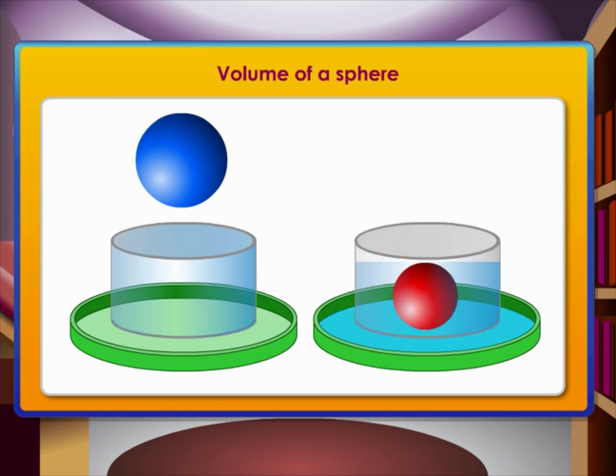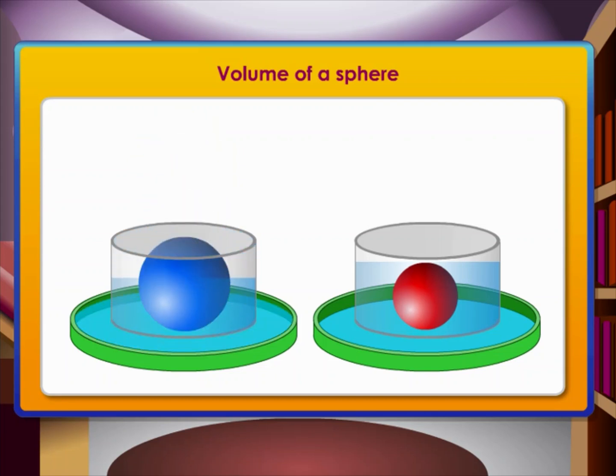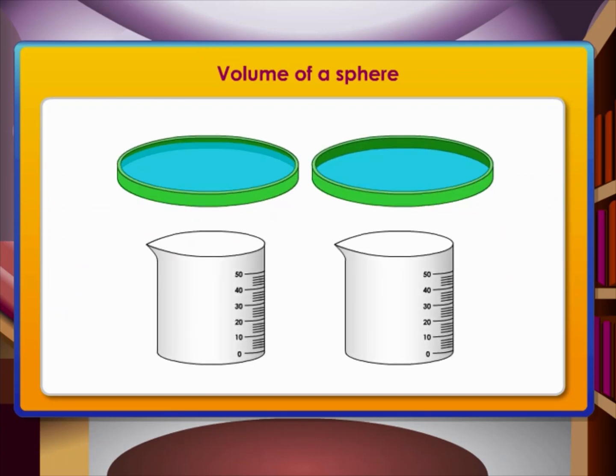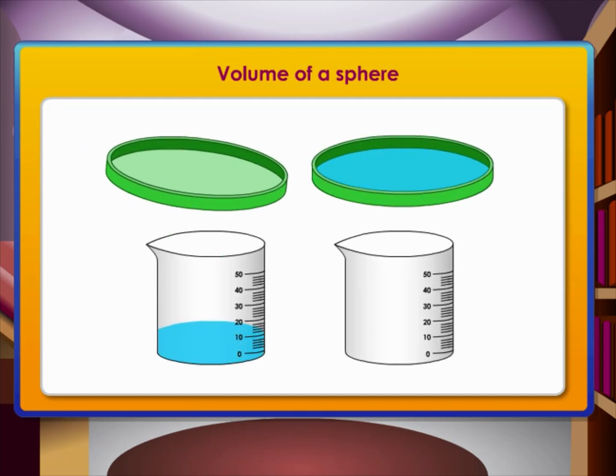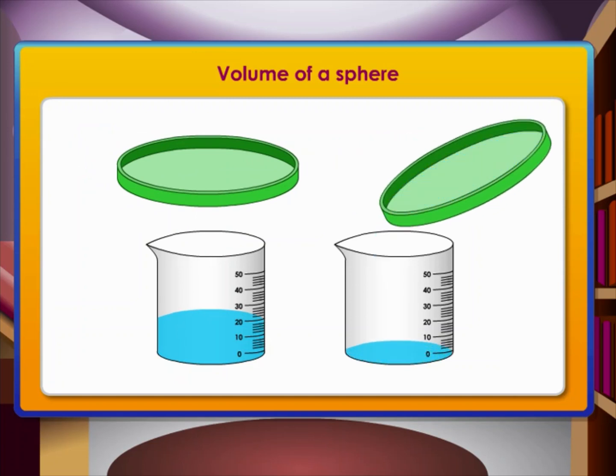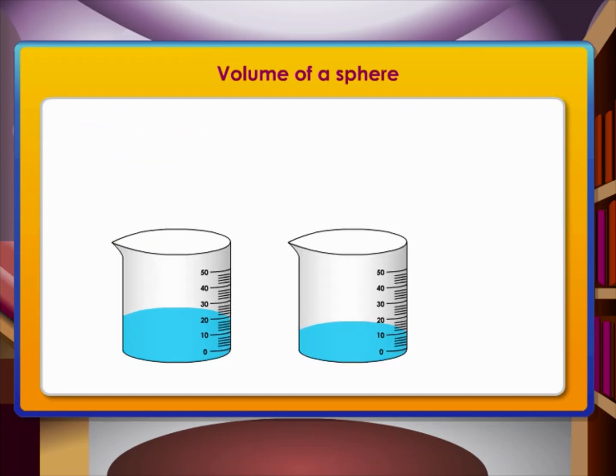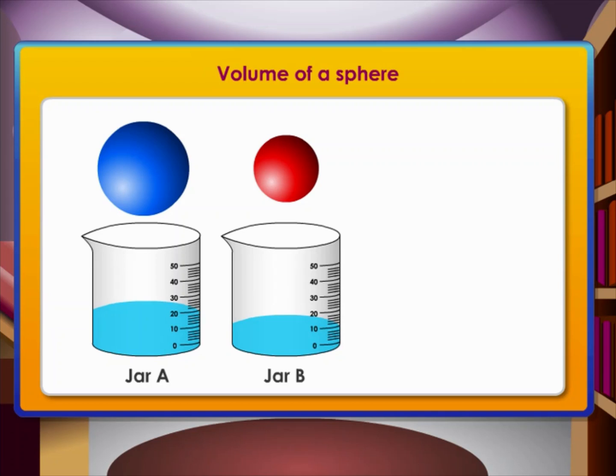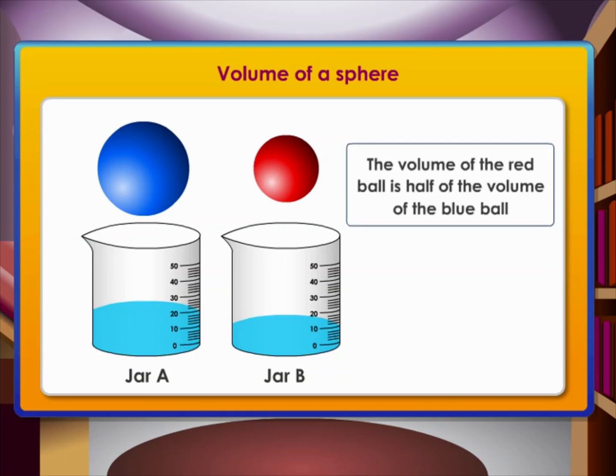Immerse the red ball completely in the container. As you can see, the water overflows. Let's collect the water and keep it aside. Then immerse the blue ball completely in the other container. Collect the water. Compare the quantity of water displaced in 2 measuring jars. We find that the quantity of water in jar B is exactly half the quantity in jar A. So we can say that the volume of the red ball is half the volume of the blue ball.